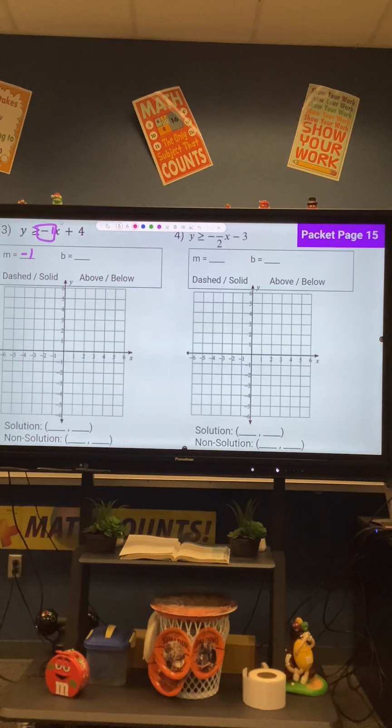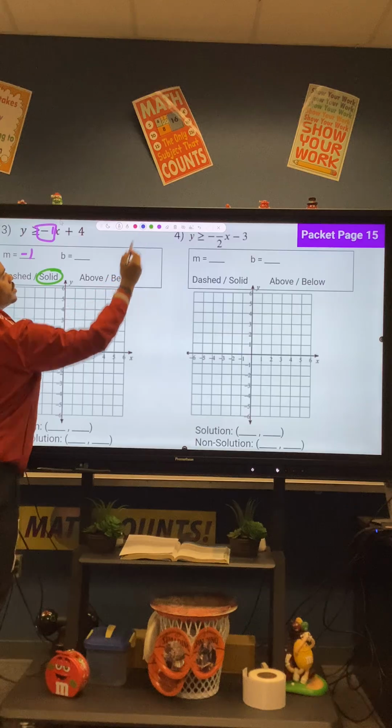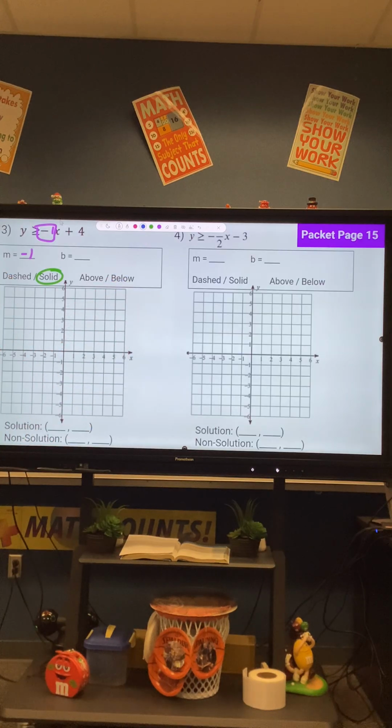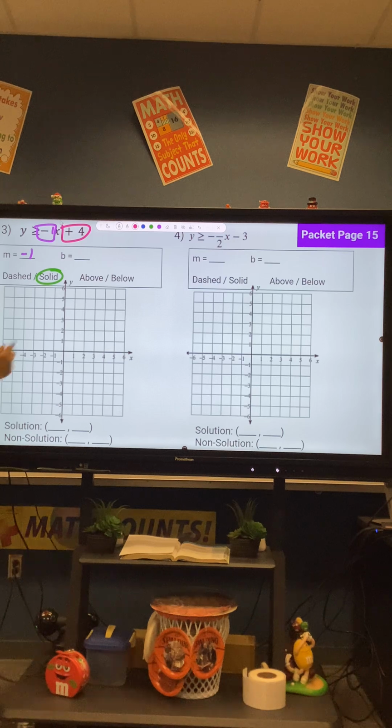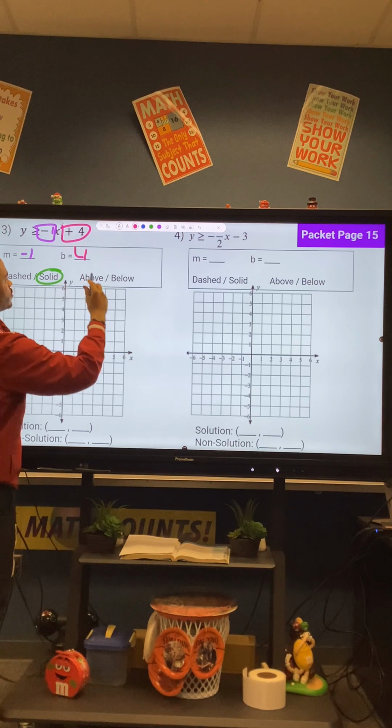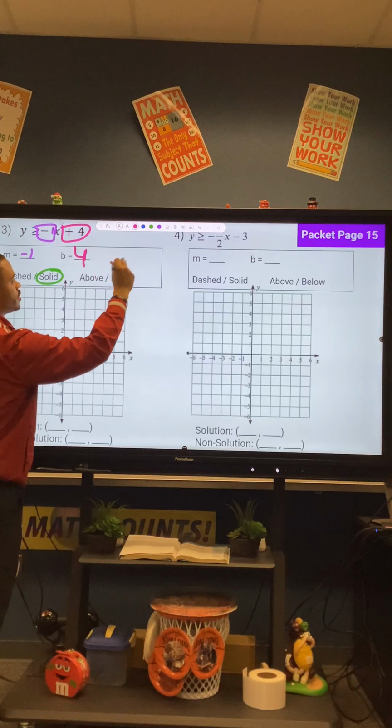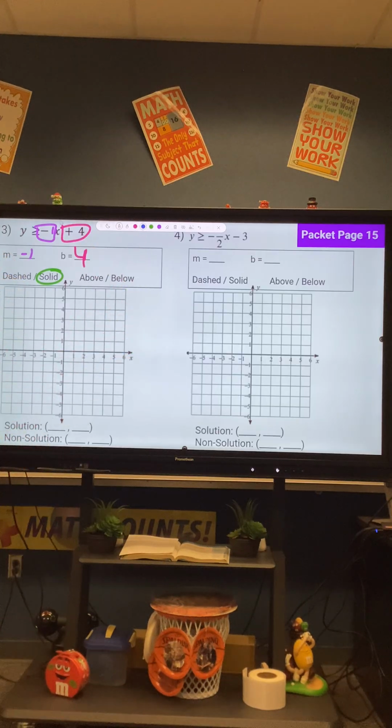Eric, I'm gonna ask you a different question. Is this a solid or dotted line? Solid. Mr. Green, what's my B value? For those of y'all that can't hear him, he said 4. Even though he ain't say nothing. Jennifer, am I shading above or below?